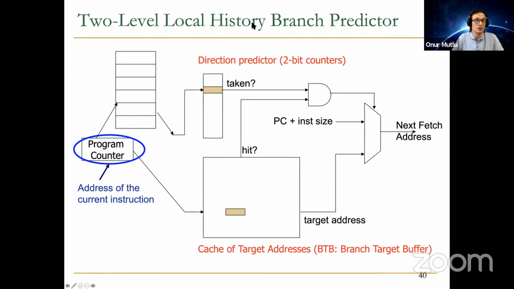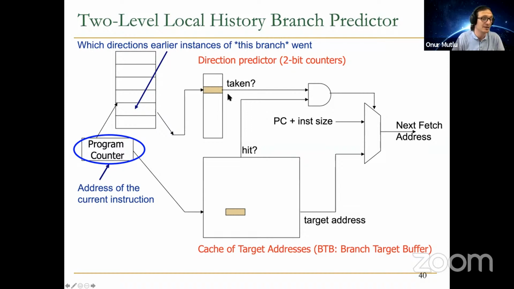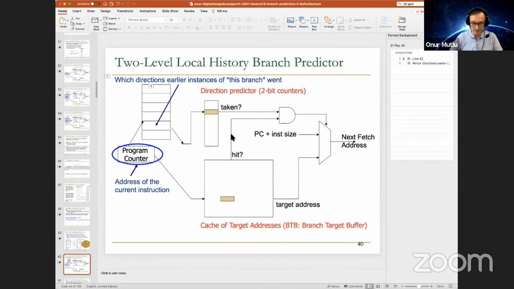You have a 2-level local history branch predictor. Now we use the program counter to index into these local history registers, pick the local history register we want, essentially which directions earlier instances of this branch went, as opposed to which directions earlier instances of any branch went. And we use that to index into the direction predictor, which gives us perhaps a 2-bit counter-based taken or not taken prediction, given what happened for that branch in a previous instance of that history, right? Okay, so hopefully that's clear.